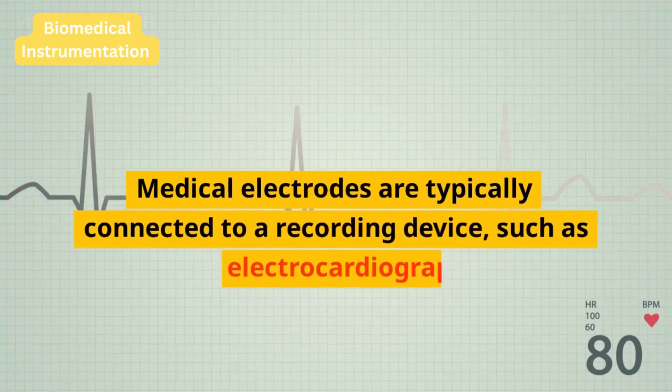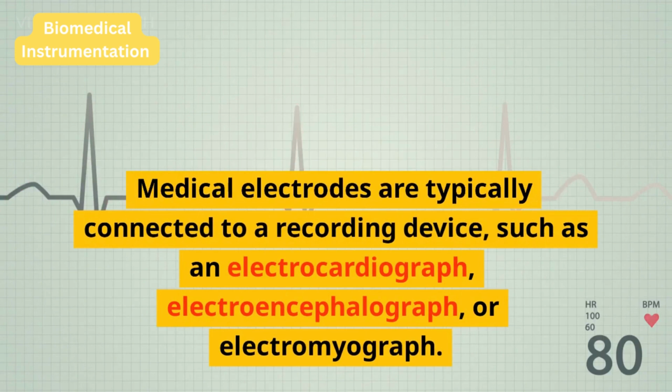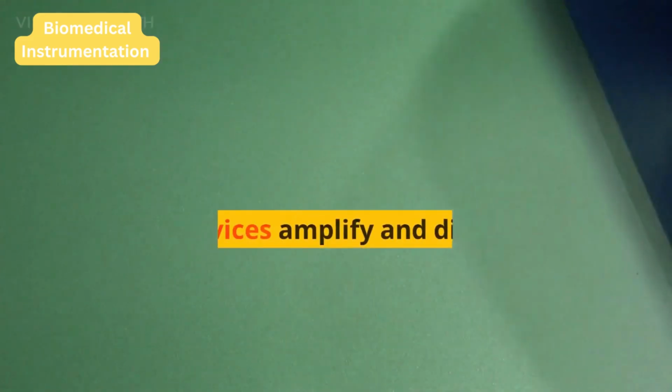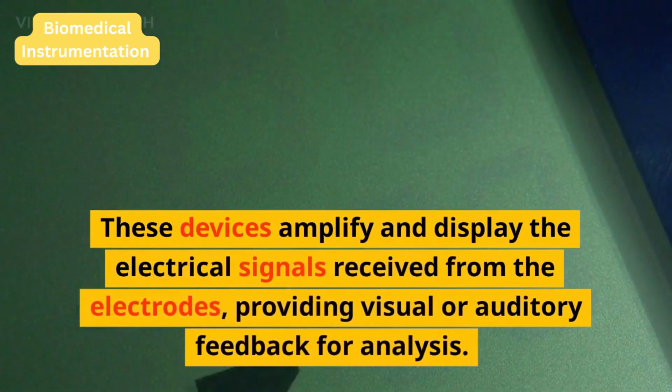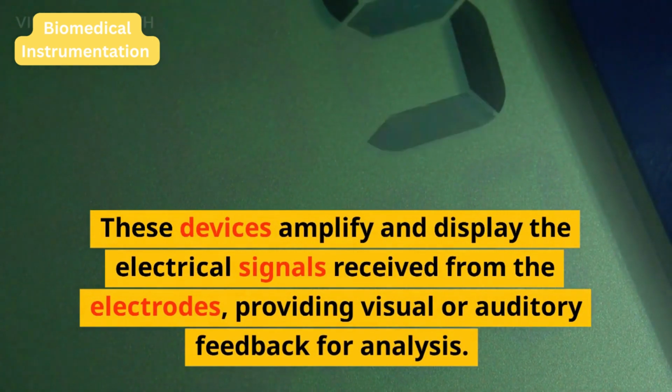Medical electrodes are typically connected to a recording device, such as an electrocardiograph, electroencephalograph, or electromyograph. These devices amplify and display the electrical signals received from the electrodes, providing visual or auditory feedback for analysis.